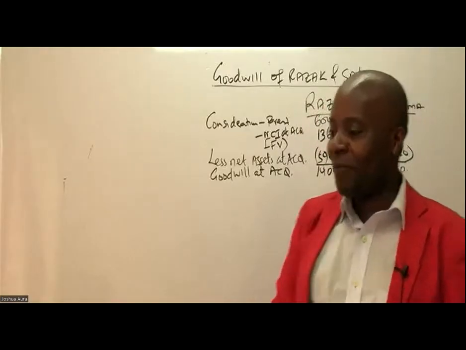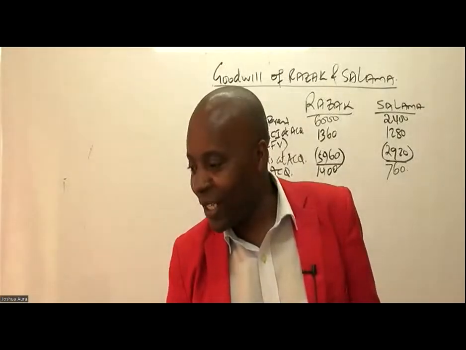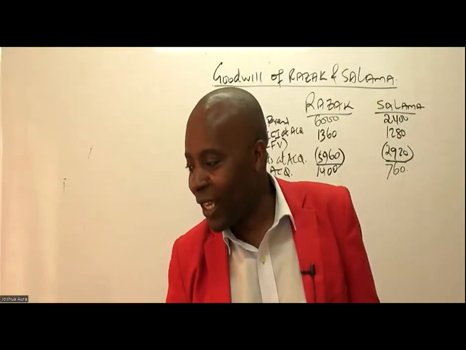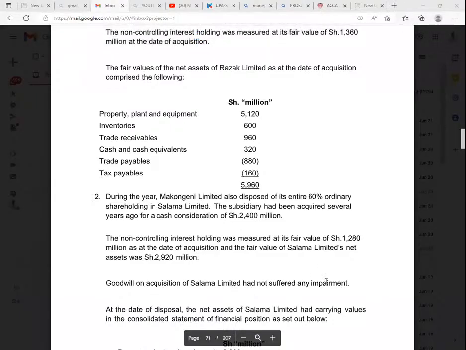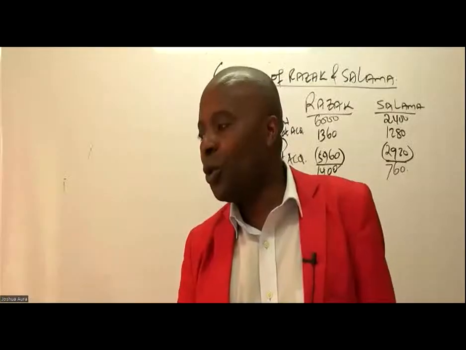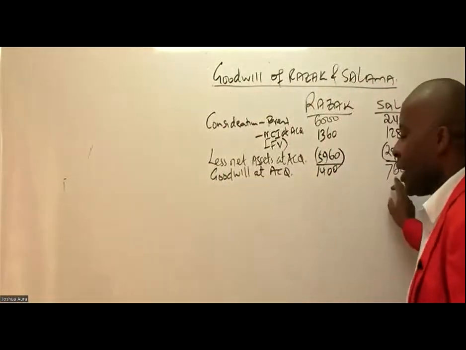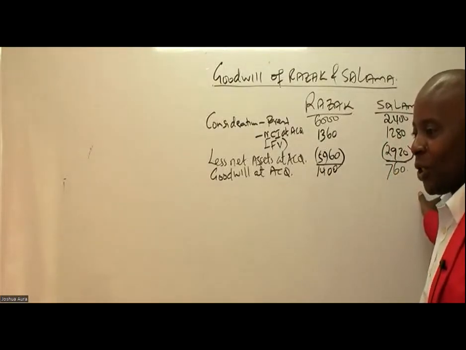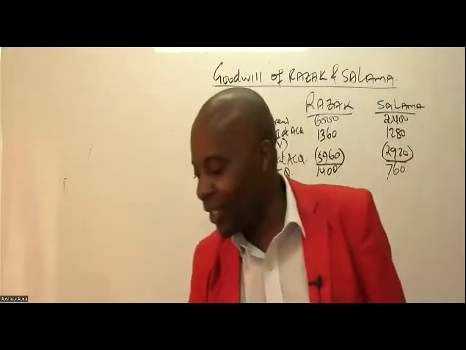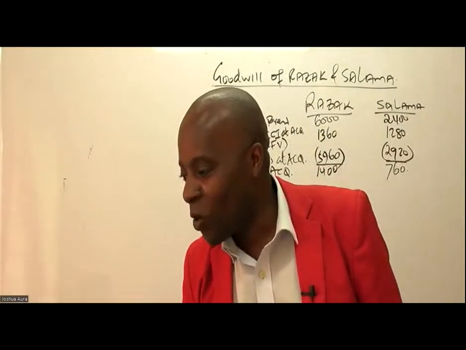Now, ladies and gentlemen, please listen to me very well. Let me go back to the question again. I'm told here goodwill on acquisition of Salama Limited had not suffered any impairment. So meaning, ladies and gentlemen, that for Salama Limited, the goodwill that I had at acquisition here is the same as goodwill at disposal. No changes. How about this other new company called Razaki? Was there any impairment of goodwill that was suffered?